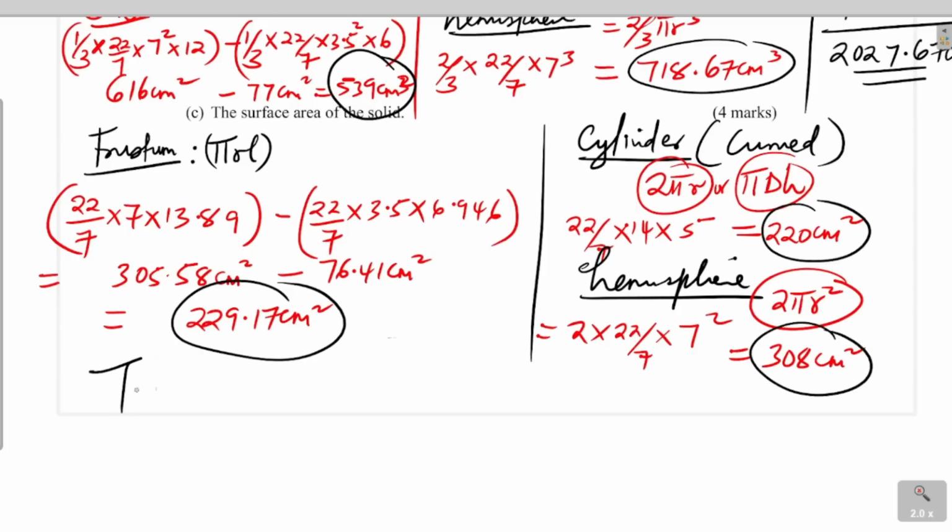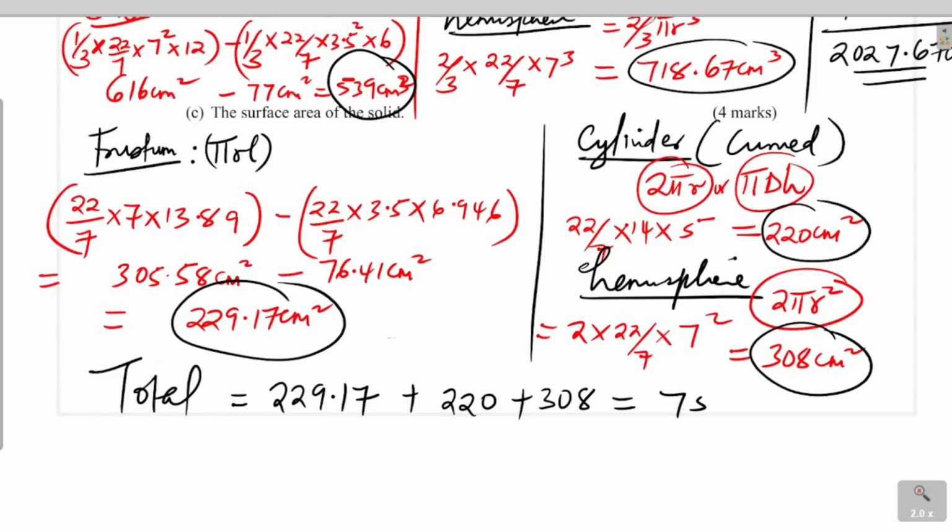Now we get the total surface area. We start with the first term, which is 229.17, plus the cylinder, which is 220, plus the hemisphere, which is 308. And when you add these, you get 757.17 centimeters squared.